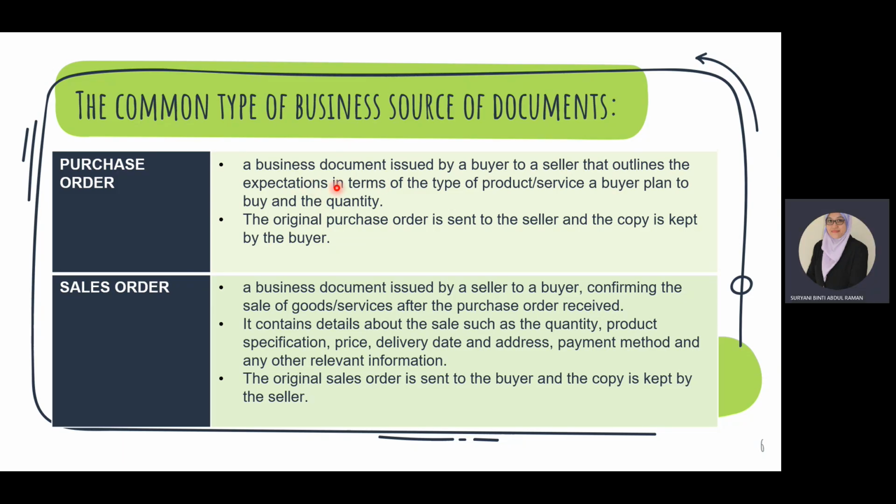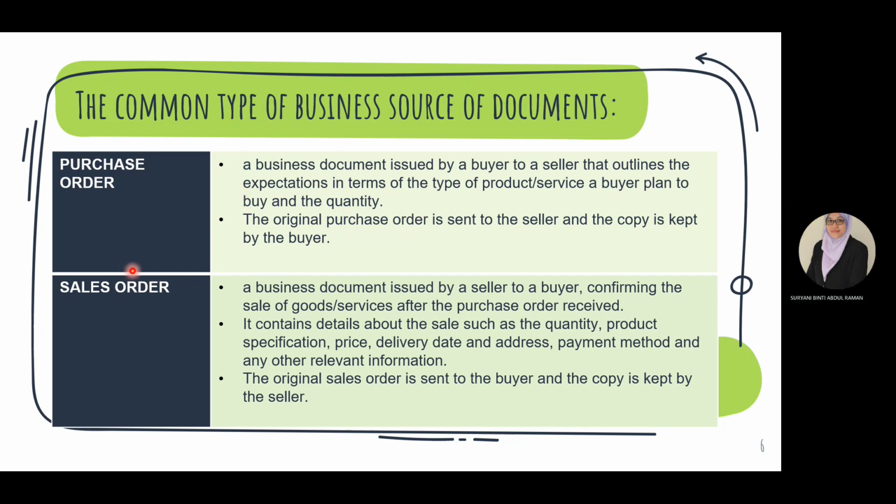So once the buyer is interested to purchase the product from the supplier, the buyer will issue this document listing all the products that they require, including the quantity. This purchase order will be kept by the buyer and sent to the seller.